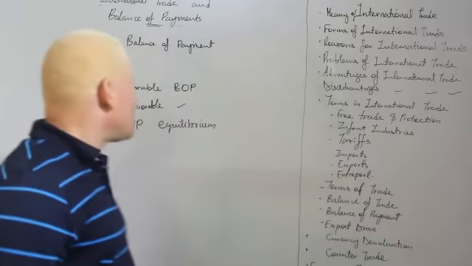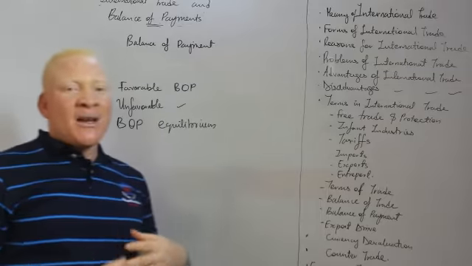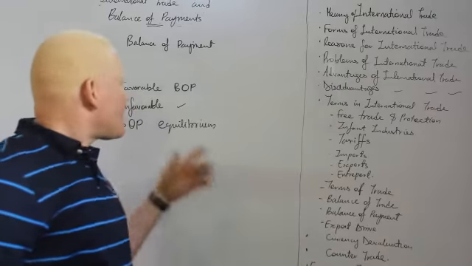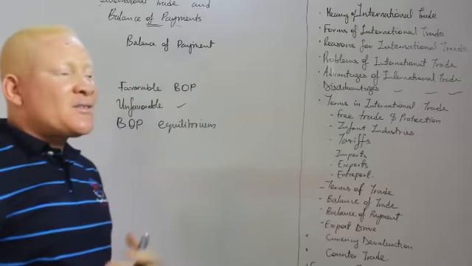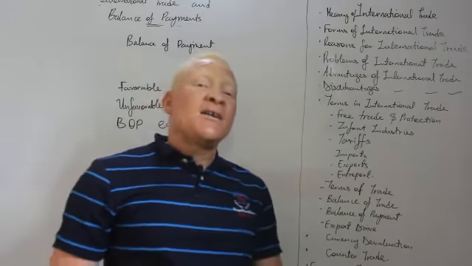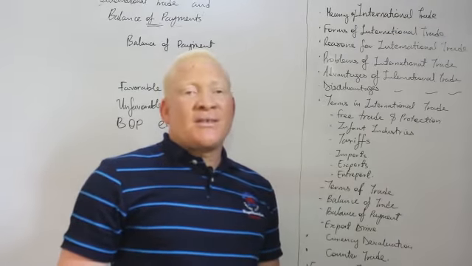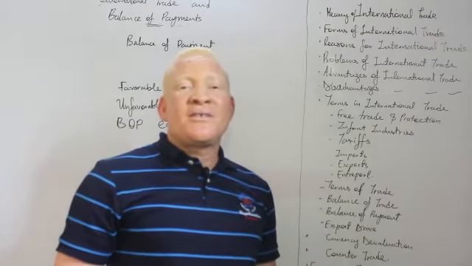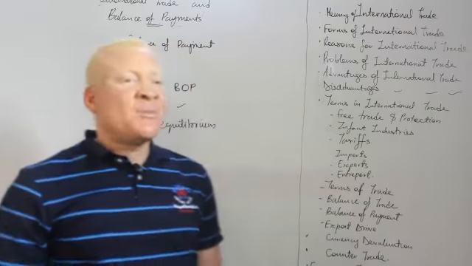Conversely, on the other hand, you have the unfavorable balance of payment, which is also called the balance of payment deficit. The balance of payment deficit, of course, unlike the other one, is what? A situation where the receipts from a country's exports are less than the expenditure on the country's imports.